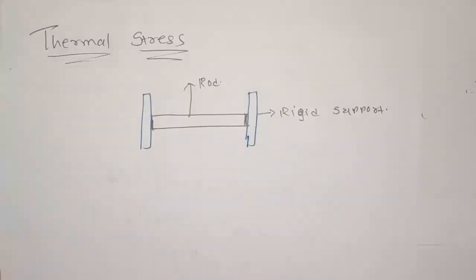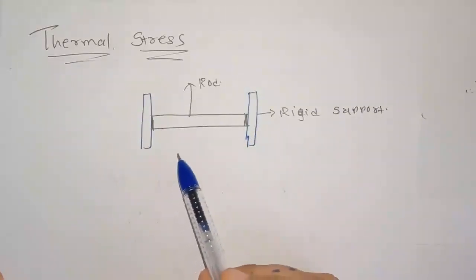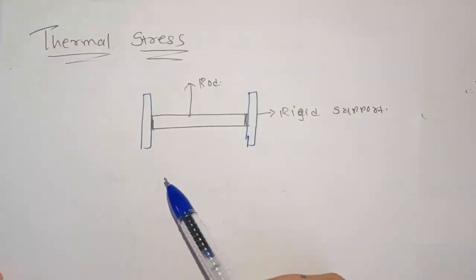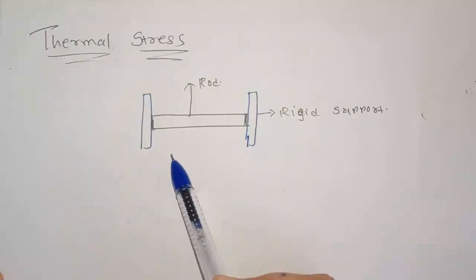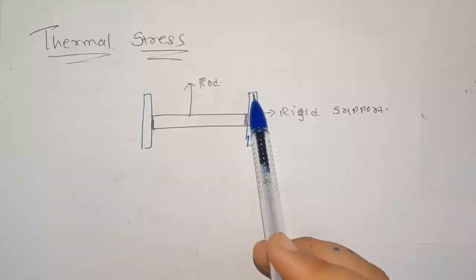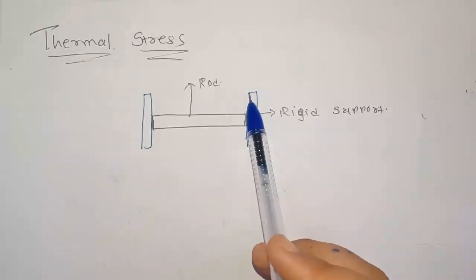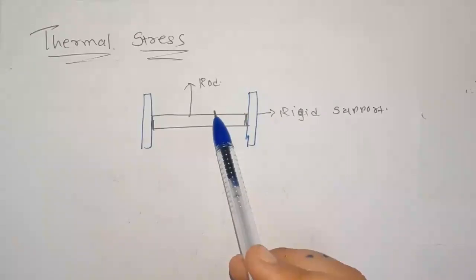Now, let us understand the thermal stress. If we clamp the ends of a rod rigidly to prevent its expansion or contraction, and then change the temperature, a tensile or compressive stress is developed. This stress is called thermal stress. The rod would like to expand or contract, but the clamps will not allow it. The resulting stress may become large enough to strain the rod irreversibly or even break it.